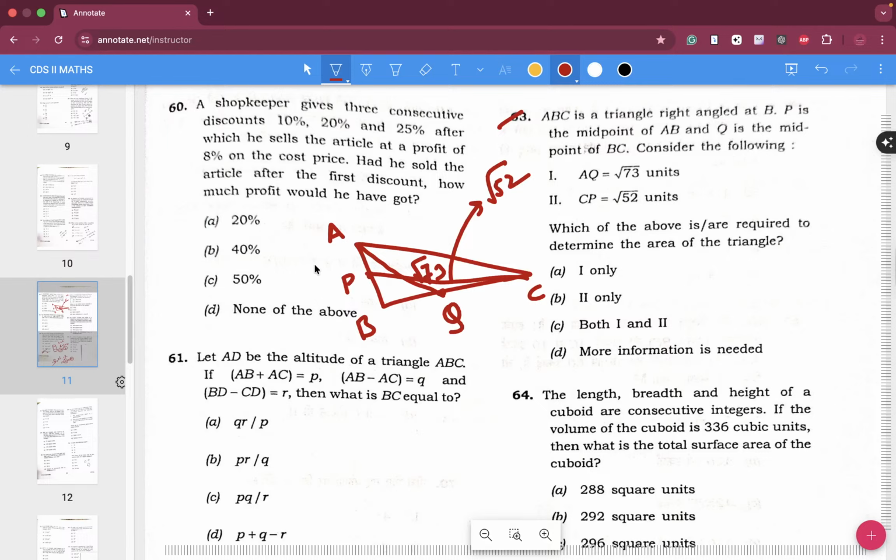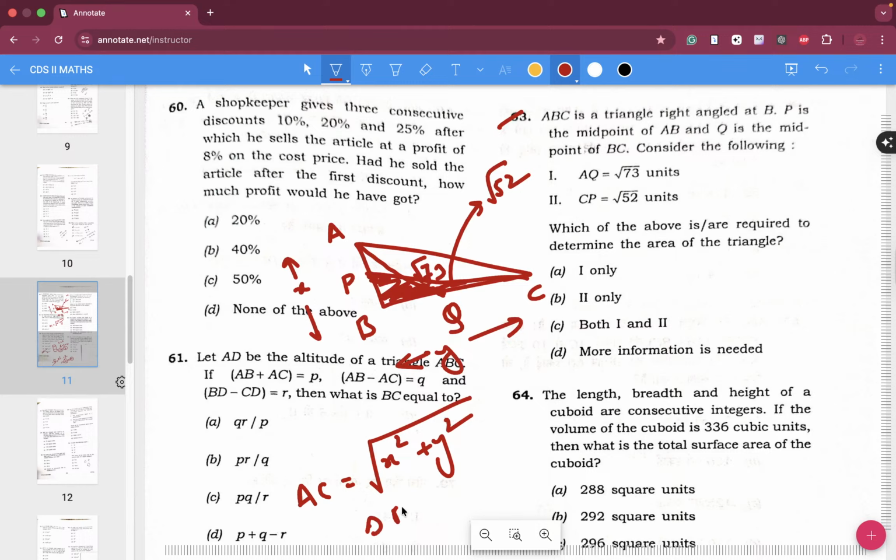Now if I say AP is equal to x and BC is equal to y, which means AC is equal to root under x square plus y square, isn't it? This is one stuff. And now if I have to look at this particular triangle PBC, in triangle PBC, they have already given P is the midpoint, which means PC is equal to root under x by 2 whole square plus y square.